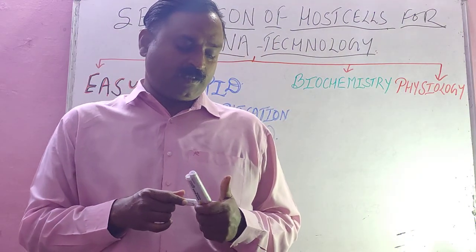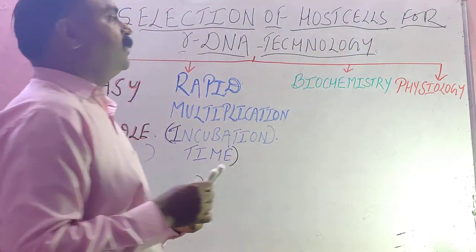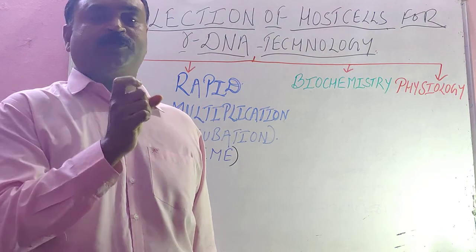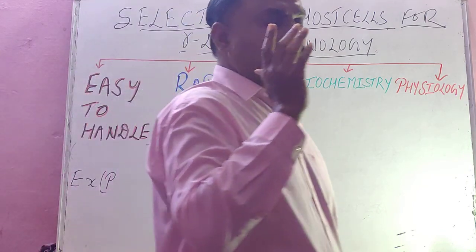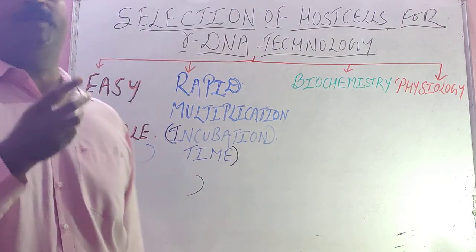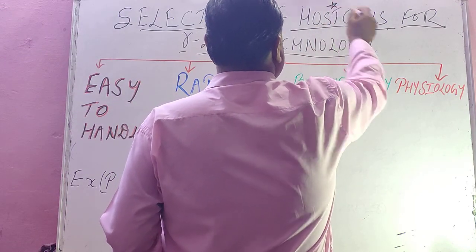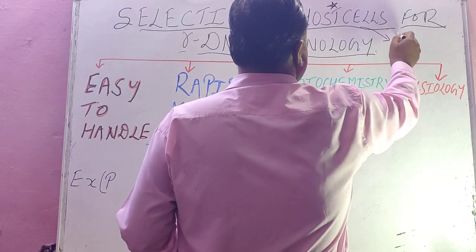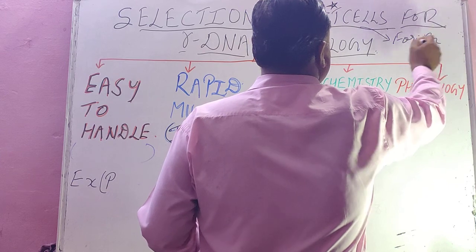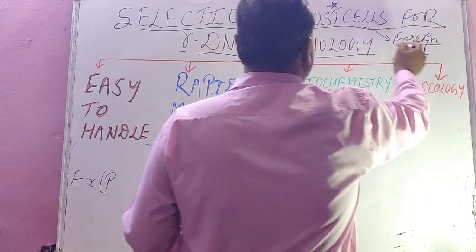Student, next question is of 2 marks. Topic is selection of host cells. Criteria for selection of host cells for recombinant DNA technology. So children, you already know what are the host cells. Host cells are the cells which carry the foreign gene. The cells carry the foreign DNA or gene for multiplication.